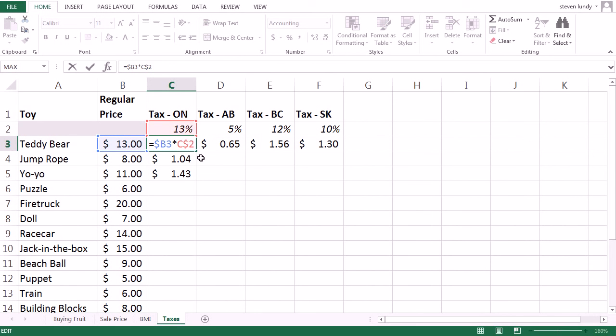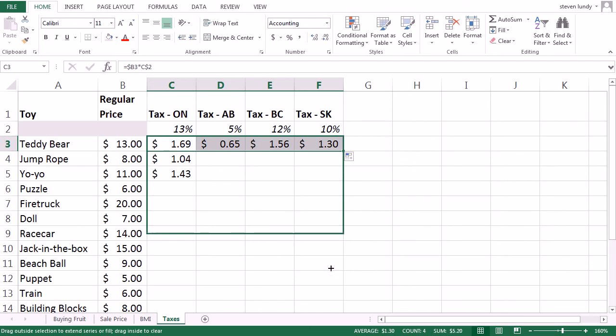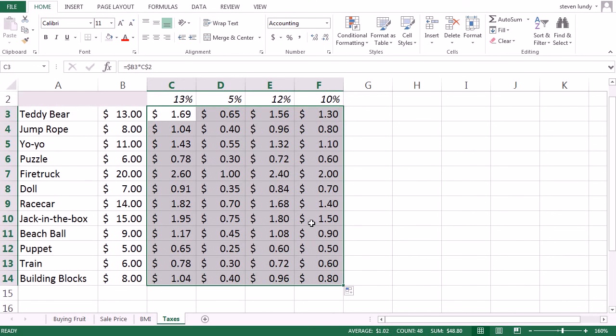Now that we've figured out the pattern and written the formula in cell C3, we can drag this formula across and down to figure out all of the different tax rates.